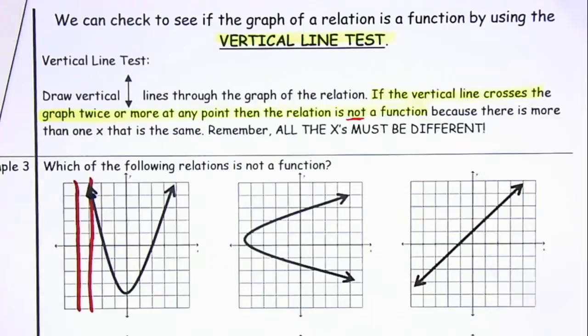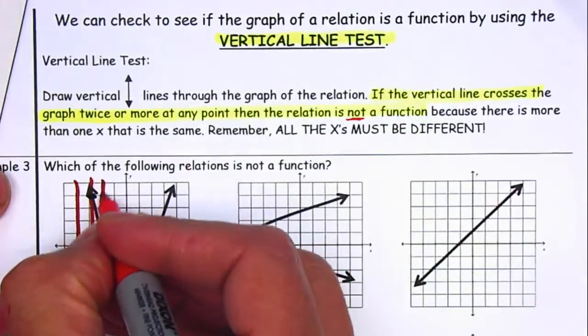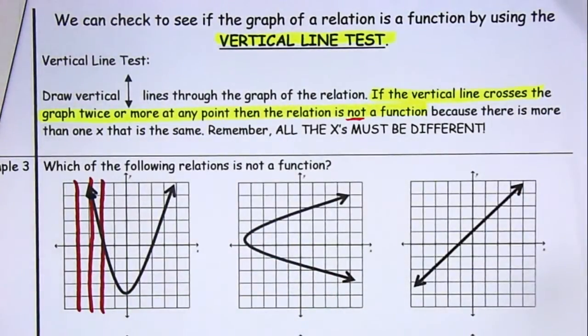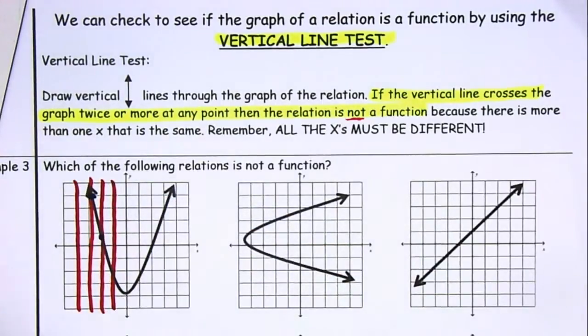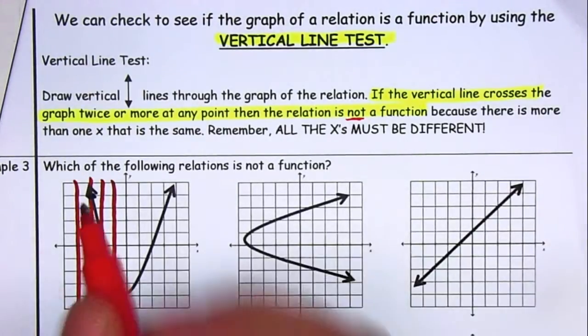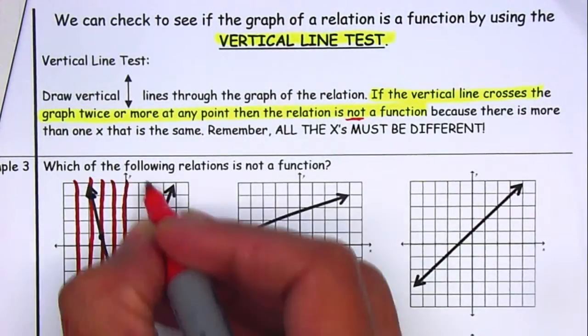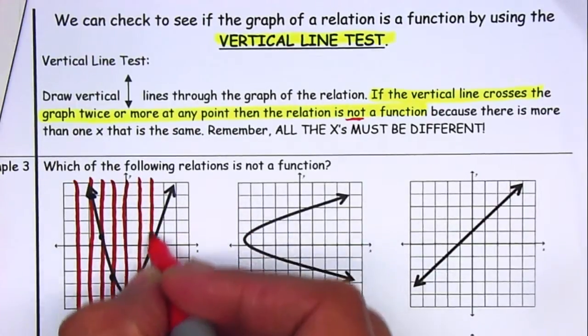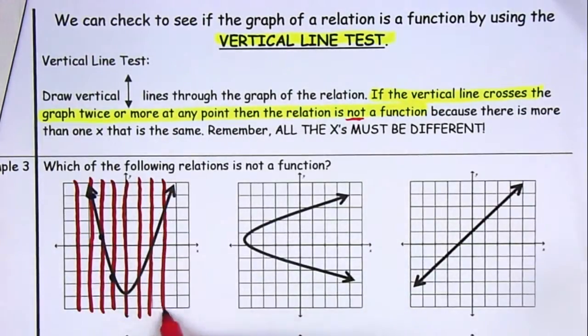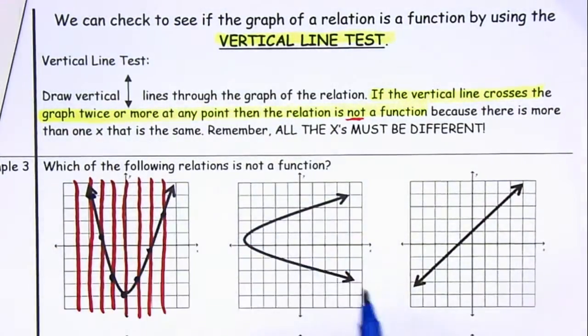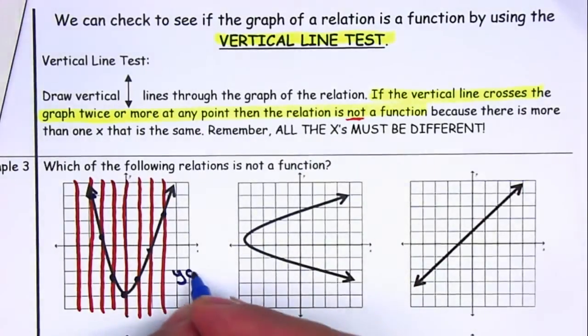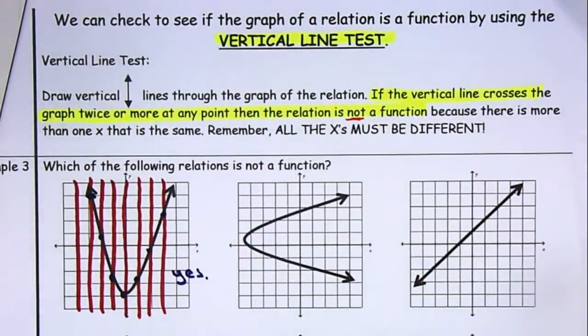So far, so good. How many times does it cross the graph? Once. So let's continue on with another line. How many times does it cross? Once. And we're going to be doing it all throughout the graph. We want to be able to see how many times each line crosses the graph. So this line crosses it once, once, once, once. So this is a function, yes.